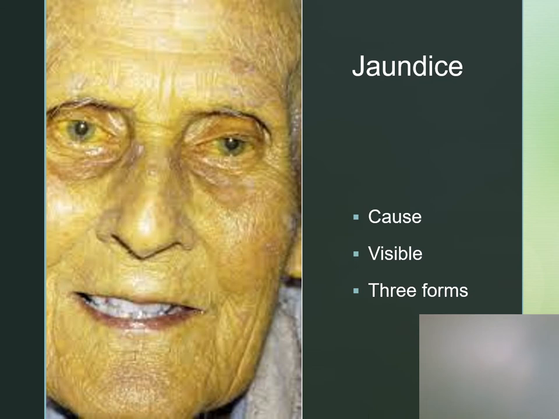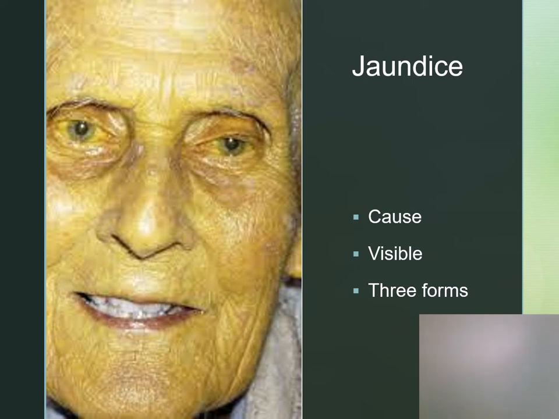Jaundice is a greenish-yellow discoloration of tissue. It's not a disease process, but it is a symptom of disease. It results from an abnormally high concentration of the pigment bilirubin in the blood. It is visible, notably on the skin, oral mucosa, and especially the sclera.